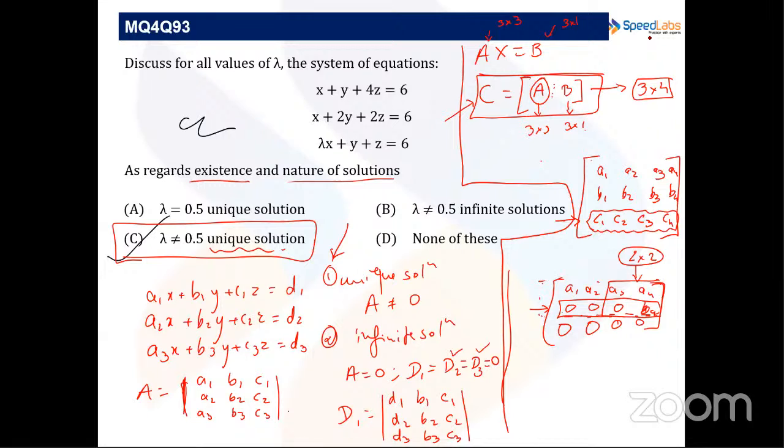So we are taking an example of 3 cross 3 because you can get a matrix of 4 cross 4 also to find the rank. You can get any matrix to find the rank.